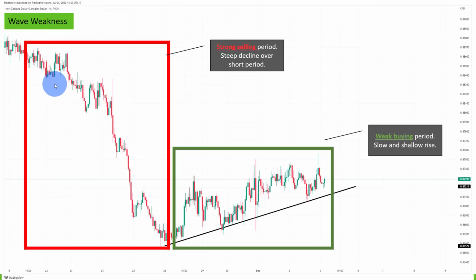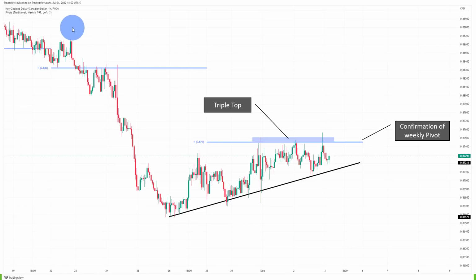And this is the nice interplay that you often see between impulsive waves, which are also called trend waves, and corrective waves. So when we look at it, what do we see? We are adding our weekly pivot point here, which is our long-term pivot and trend confirmation tool. And you can see we are trading below the pivot point, and here we are retesting the pivot as resistance.